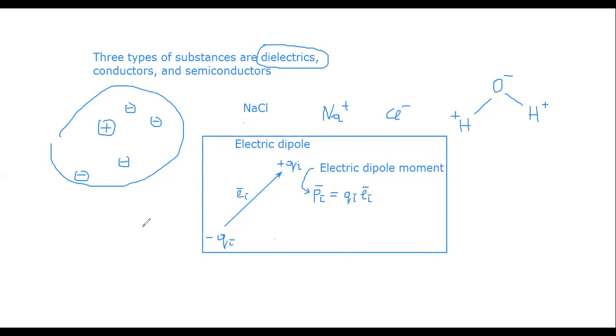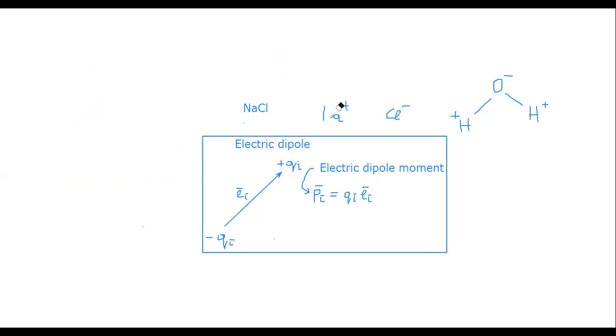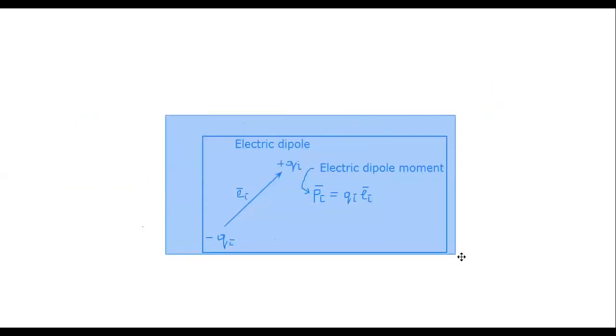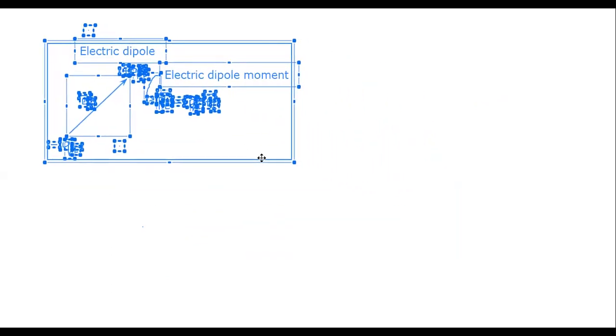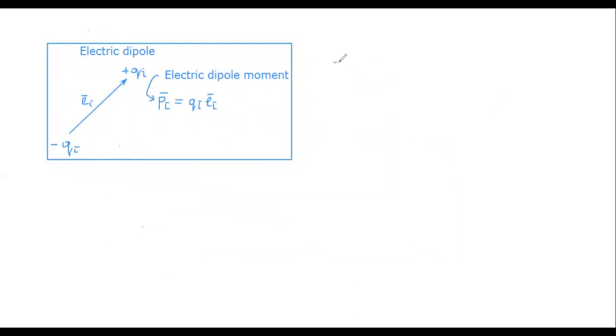So bound positive and negative charges inside a dielectric can be united, or can be considered as electric dipoles. And when we have electric dipoles, if we want to calculate the sum of electric dipoles, we'll have 0.